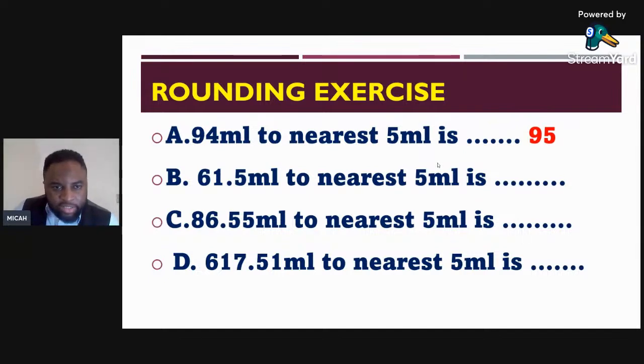So B says 61.5 mil to the nearest 5 mil, C is 68.55 to the nearest 5 mil, and D is 617.51 to the nearest 5 mil. So all of them are to the nearest 5. We'll mix it up later on, but all these ones are to the nearest 5 mil.